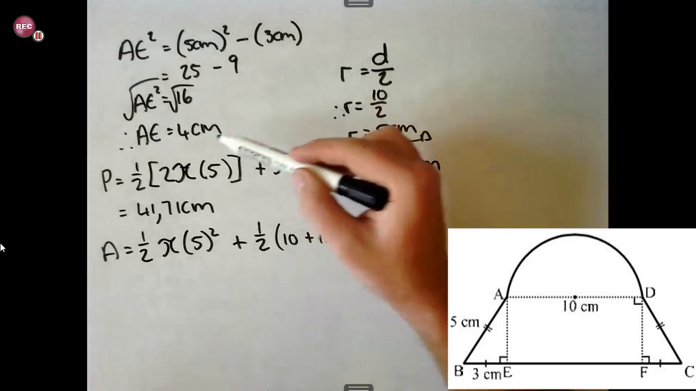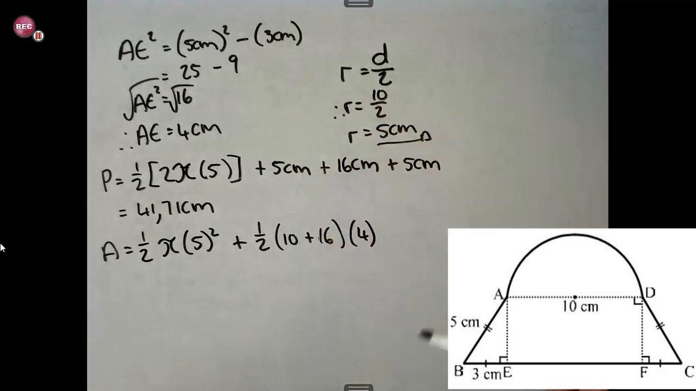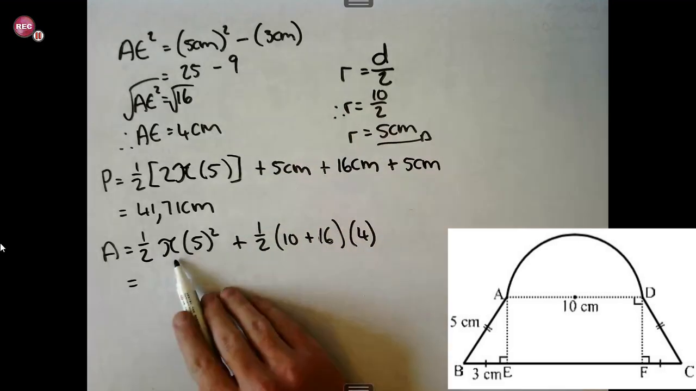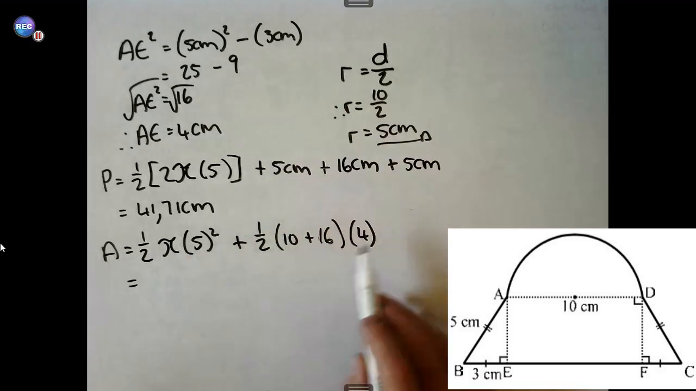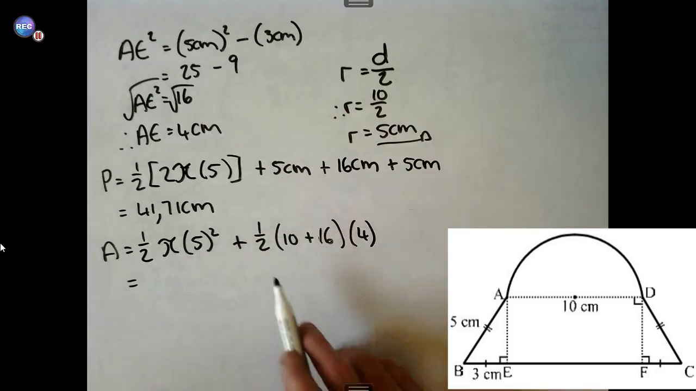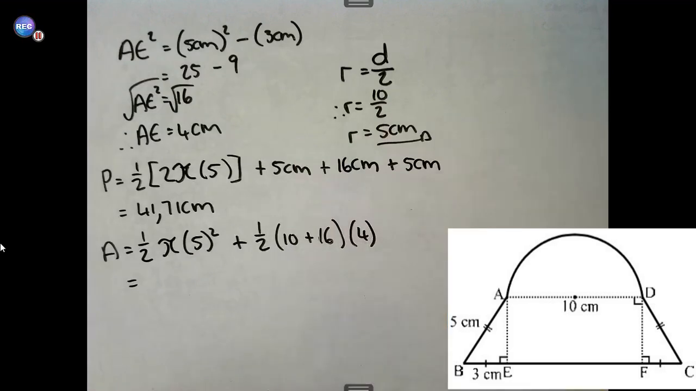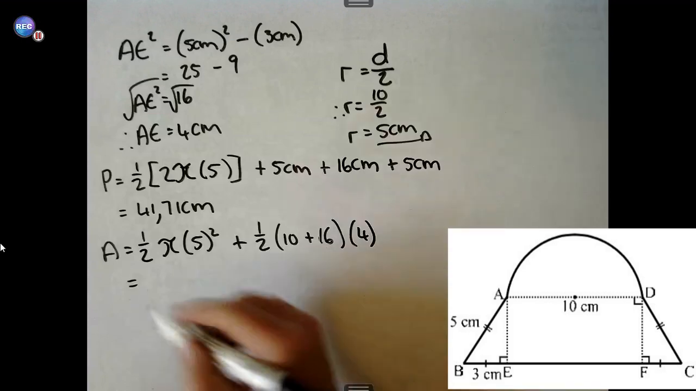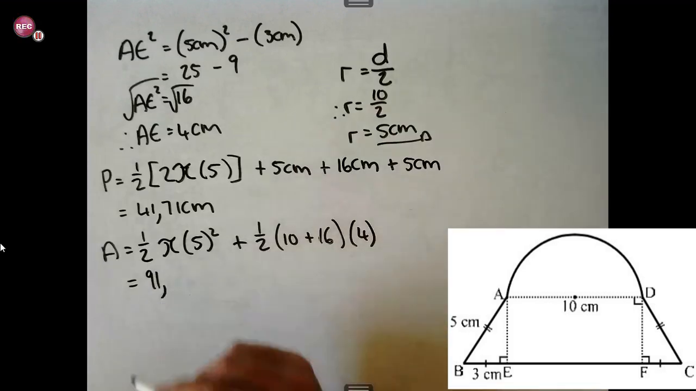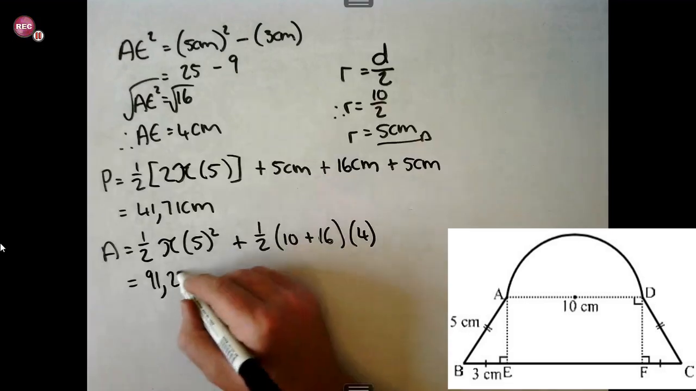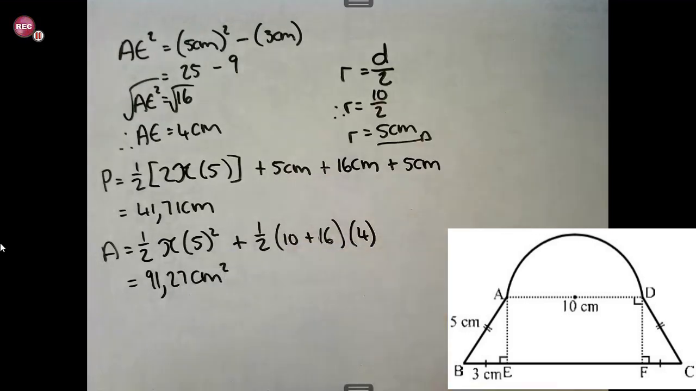You've calculated the height here, just to explain it to you again. So, area of the circle, area of a trapezium, top, bottom added together, multiplied by 4, divided by 2. That will give you a total area of 91,27 centimeters squared. And that is the area of that shape. Okay, we are done with that now.